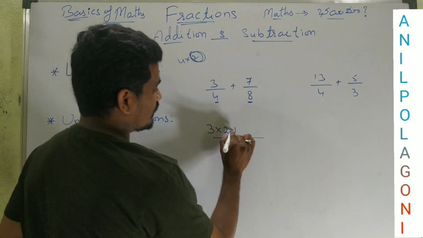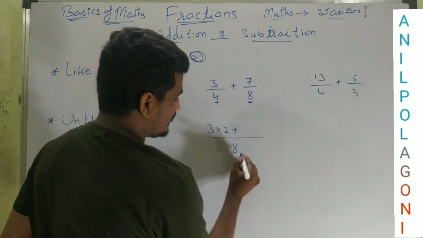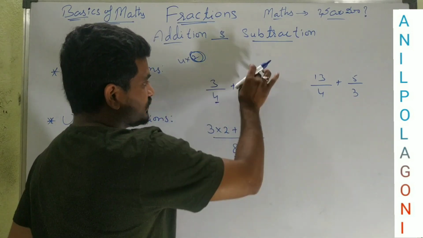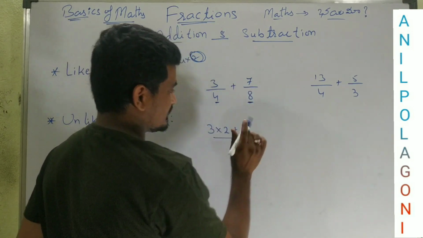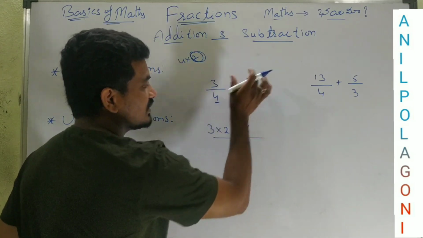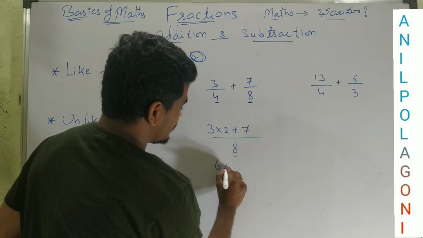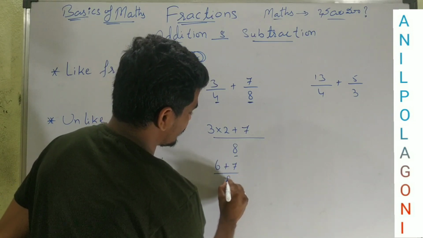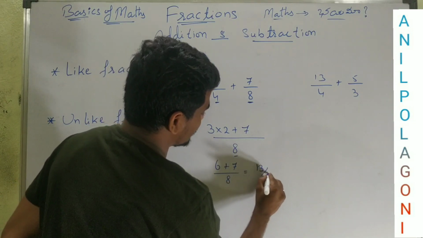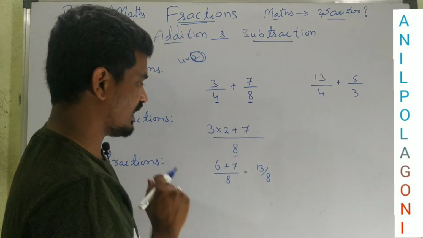Now, this 8 and here 8 are the same number, so take this 7 as it is. If the same denominators are there, take the numerator as it is. 3 2s are 6. 6 plus 7 by 8 equals 13 by 8. Okay? Like that we have to do.